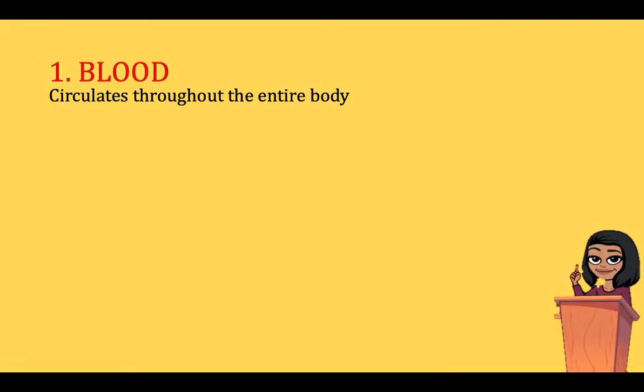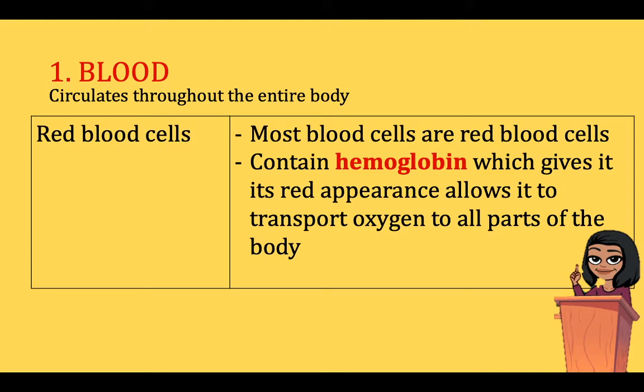So let's take a look at our first component, which is the blood. And the blood circulates throughout the entire body. It's made up of 4 components, the first being red blood cells. And this is probably the most abundant of the different components of blood, and most of blood is red blood cells. They contain a protein called hemoglobin, and hemoglobin does 2 things. 1, it gives it its red appearance, and 2, it transports oxygen to all different parts of our body. So this is a huge component of blood because oxygen is a huge component of our bodies.